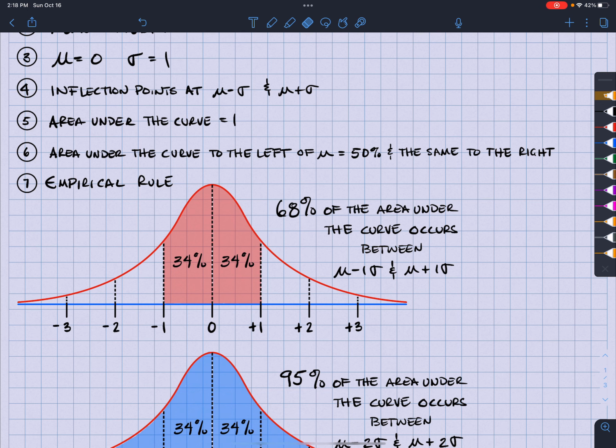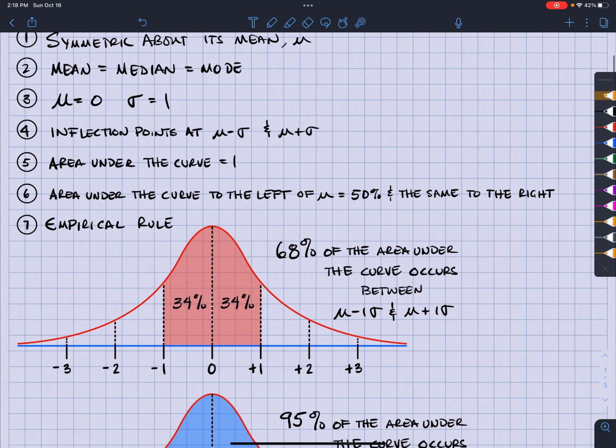Okie doke. All right. So the area under the curve is 1, meaning 100%. The number 1, okay? The area under the curve to the left of the mean is 50%. So everything here will be 50%, and the other side would be 50% as well, right? So that would be 0.5 or 50%. The same to the right.